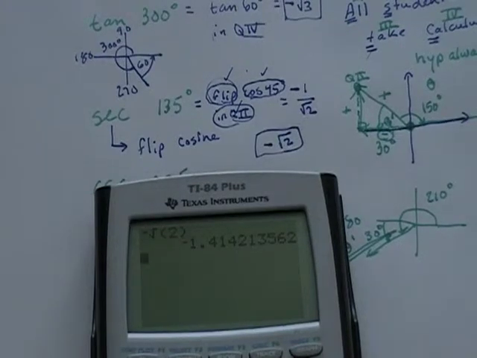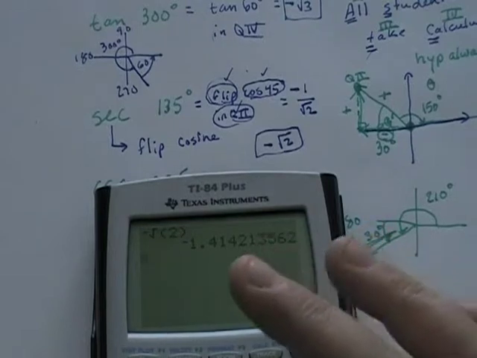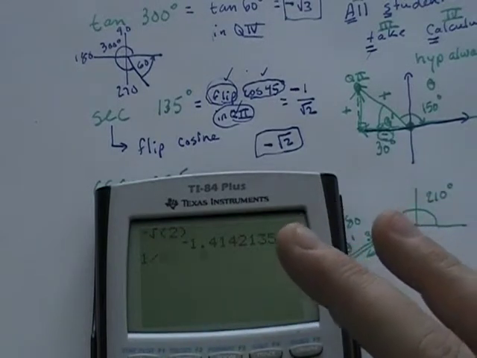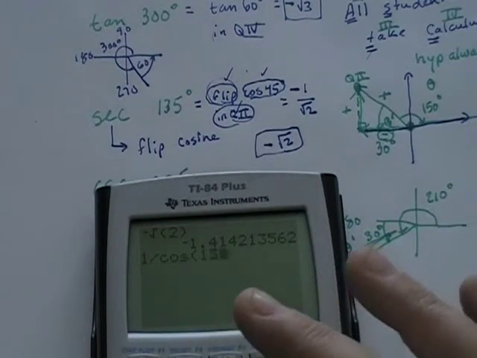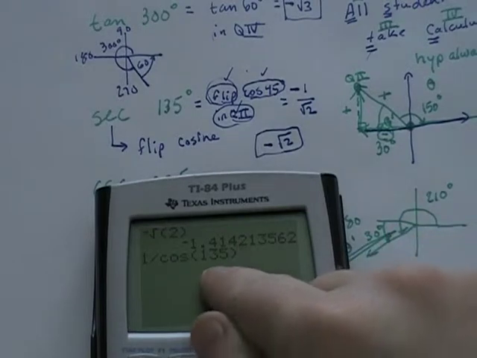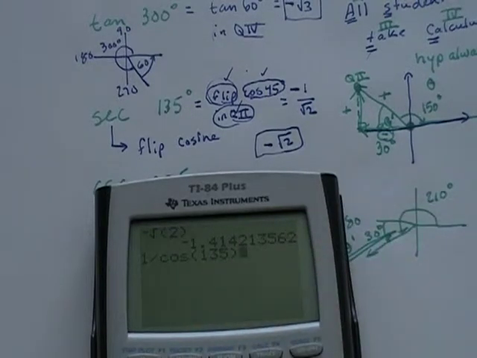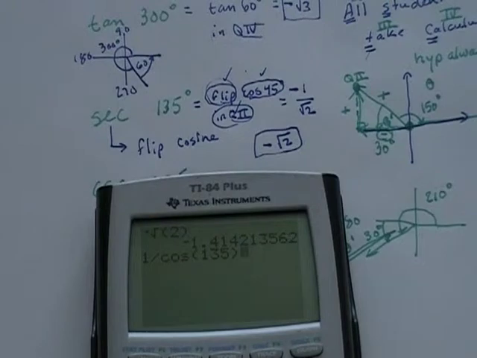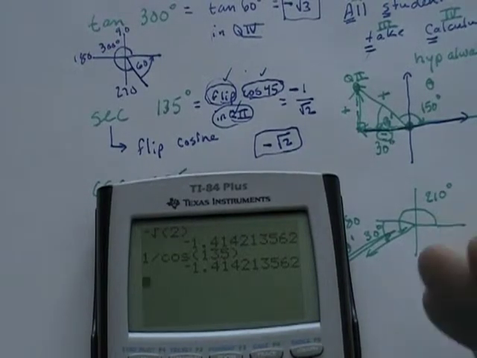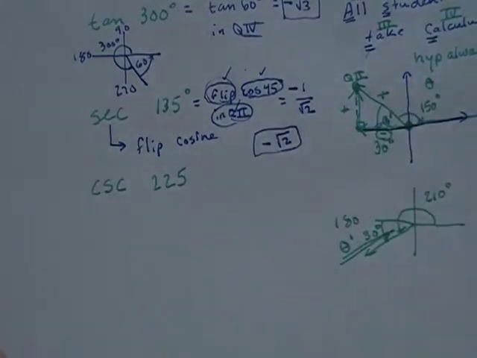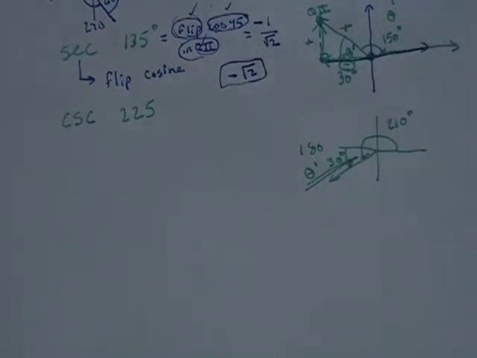Now, what is secant? Secant is defined as 1 over cosine. So I'm going to say 1 over cosine of 135. That's how you type secant of 135 into your calculator. It's 1 divided by the cosine of whatever the angle is. And what do we get? We get the same answer. That's kind of neat.